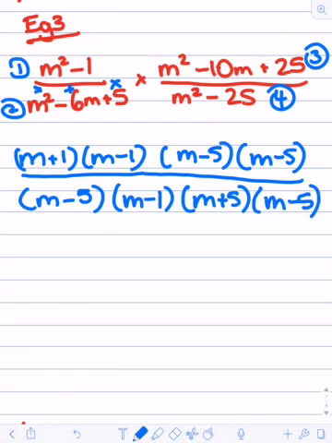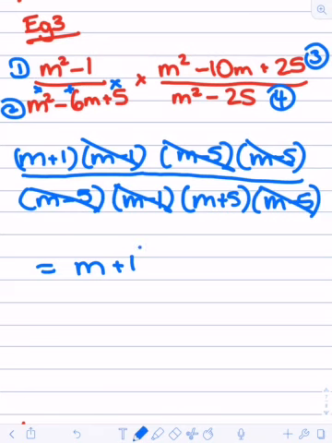Now we can cancel out before we simplify. So the first term is m plus 1. Do I have any m plus 1s down the bottom? No. M minus 1, yep, I have an m minus 1 down the bottom. I cancel that out. M minus 5, I have an m minus 5 down the bottom, I can cancel that out. Another m minus 5, and I have m minus 5 down the bottom. Now, all I write as my end answer is whatever's left, which is m plus 1 all over m plus 5. And that's my end answer.